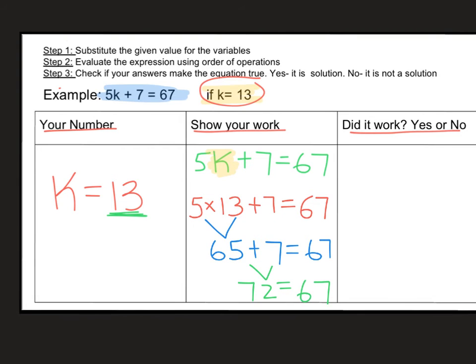Bring everything else down. So now here is where we evaluate what we're looking at. We see 72 equals 67. This is not a true statement. So I'm going to put a little line right through my equal sign. 72 does not equal 67. Those are not the same numbers. So in my last box, when it says, did it work, yes or no, we're going to put the word no. And that's all we're doing today, evaluating our equations.